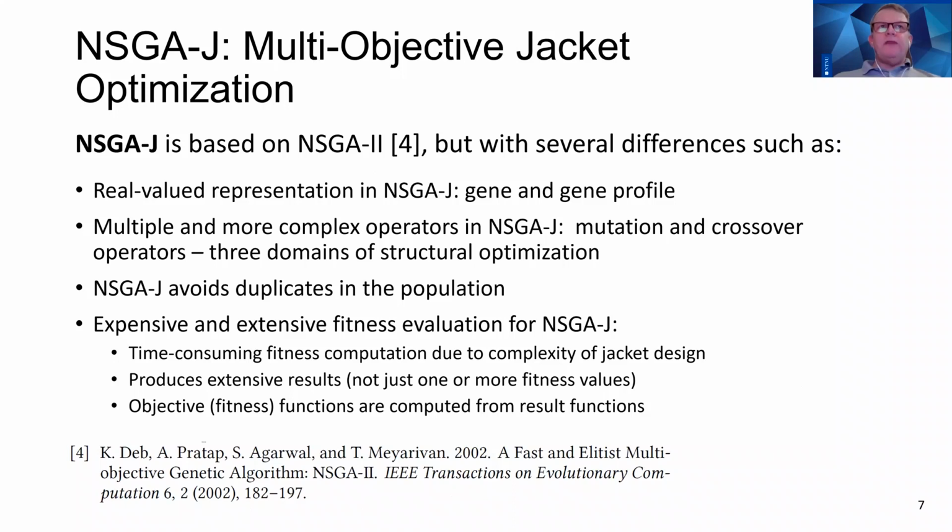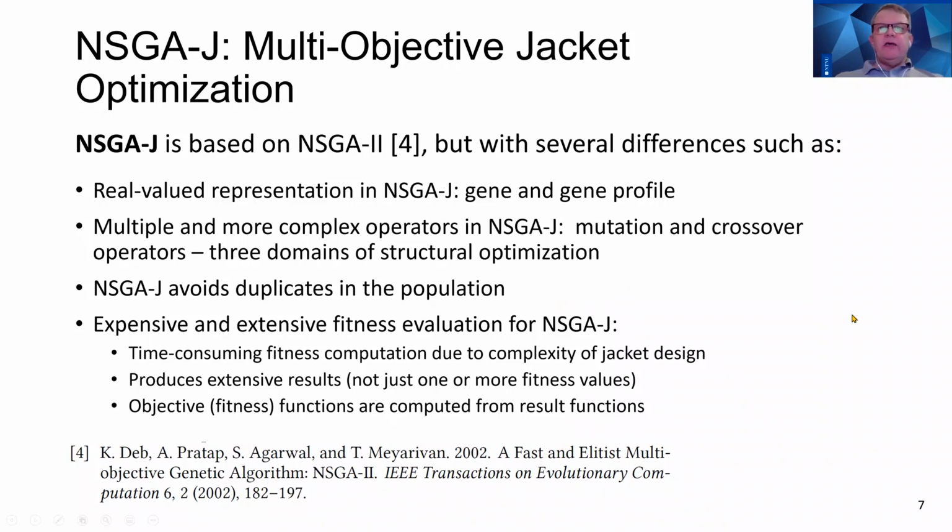Our particular method is called NSGA-J. It is a multi-objective jacket optimization genetic algorithm. It is based on NSGA-II, but there are several differences, including the following. We have a real valued representation. We have multiple and more complex operators in NSGA-J compared to NSGA-II. This applies to the mutation and crossover operators, and they are aligned with the 3 domains of structural optimization that we were just talking about. We're also avoiding duplicates in the population in NSGA-J.